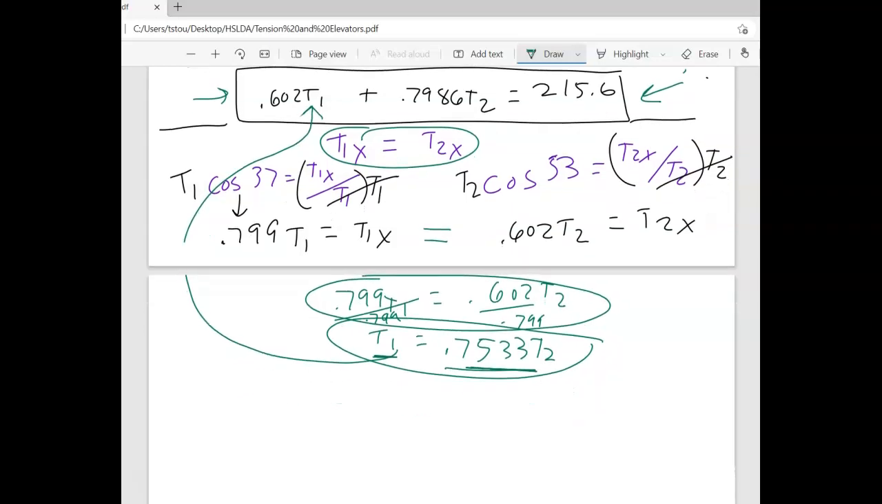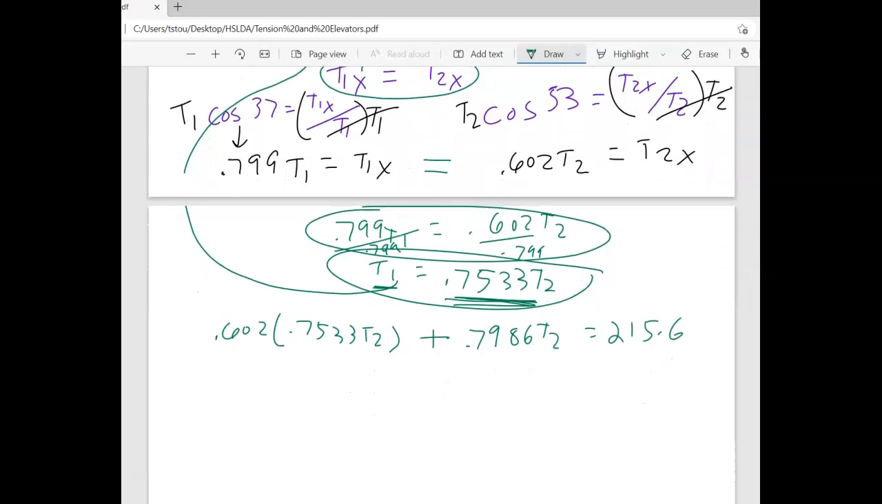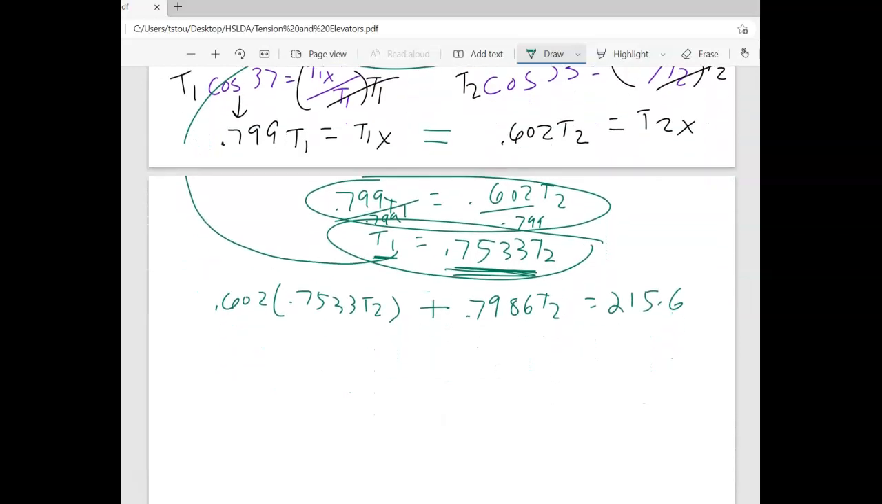I'll rewrite it to make it easier. 0.602. Now this represents T1, which I now know is 0.7533 T2. Plus, I'm going to add all the rest of the part. 0.7986 T2 equals 215.6. All right. Now I just got to do my algebra here. If I multiply these two out, I get 0.4535 T2 plus 0.7986 T2 equals 215.6.